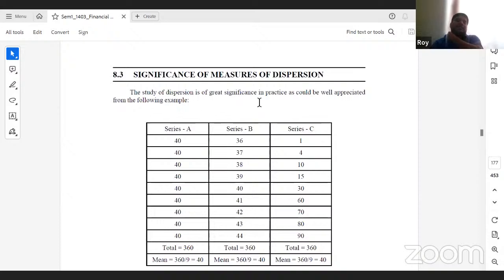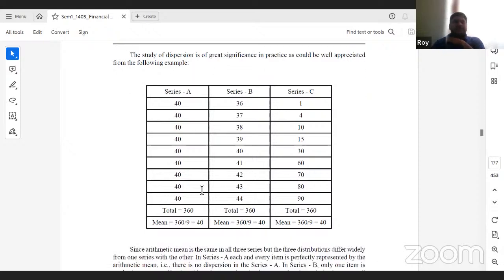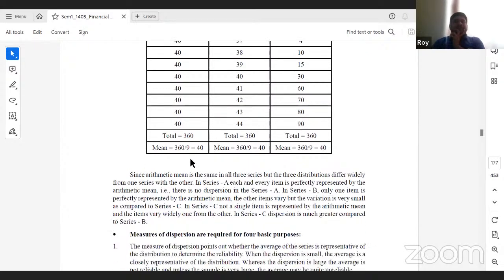The study of dispersion is practical, as could be well appreciated from the following example. See this: the first series is 130, this series is 360, this series also 60. Mean is 40, mean is 40, mean is 40. Now, since the arithmetic mean is the same in all series, but the three distributions differ widely from one series to the other.